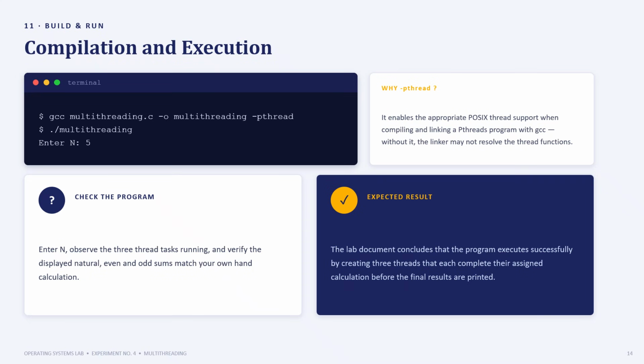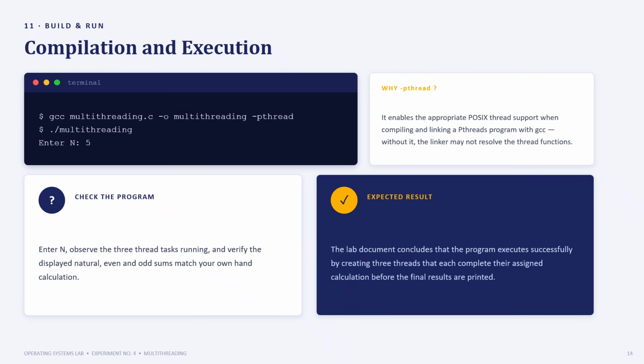Now an important doubt many students ask, why do we need the -pthread flag? This flag enables the proper POSIX thread support while compiling and linking our program with GCC. Without this flag, the linker may not find our thread functions and we may get a compilation error. So please don't forget this flag.